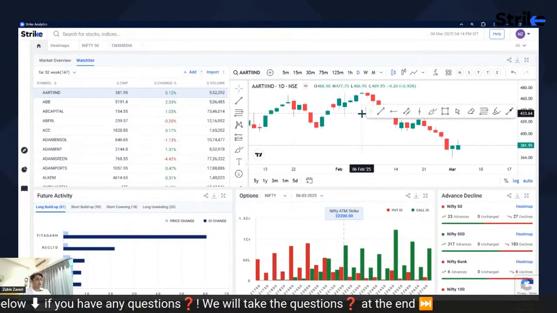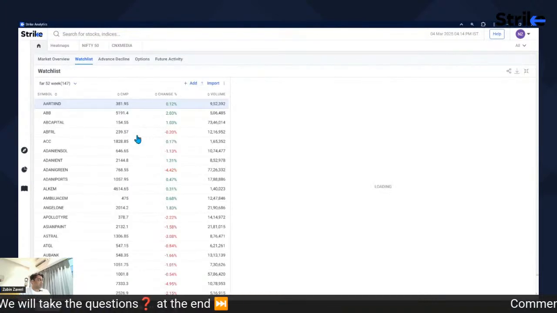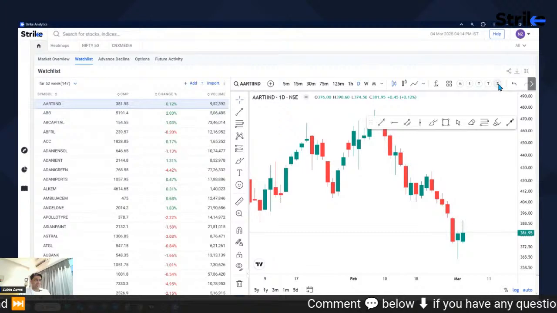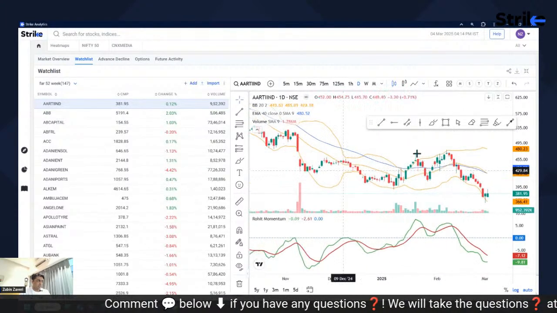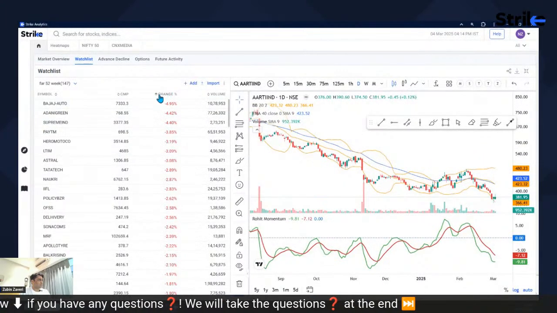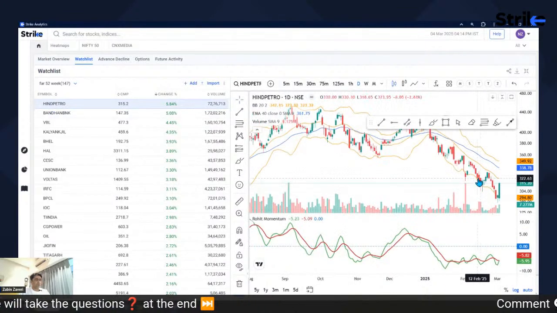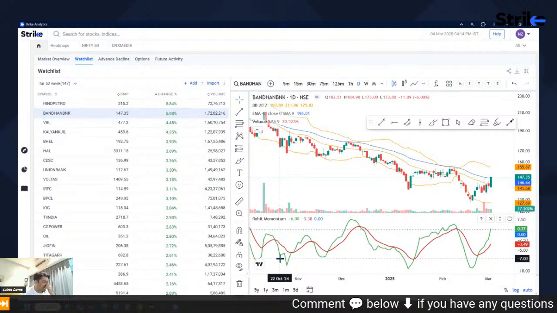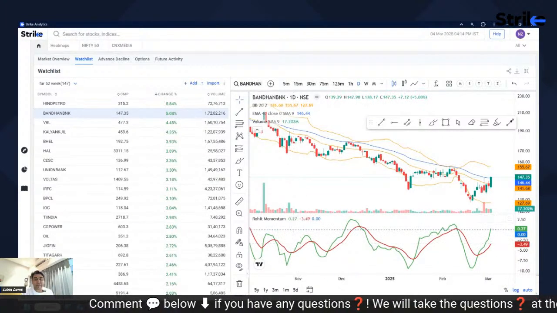You can simply enlarge this. You can put up your own studies over here. Let's say you want to put your RMI or RSI or whatever it is, and you can focus on these stocks which have maybe started bouncing back. So Hind Petro is up today. Bandhan Bank. These are stocks on which I'm not giving any sort of recommendation or any view.